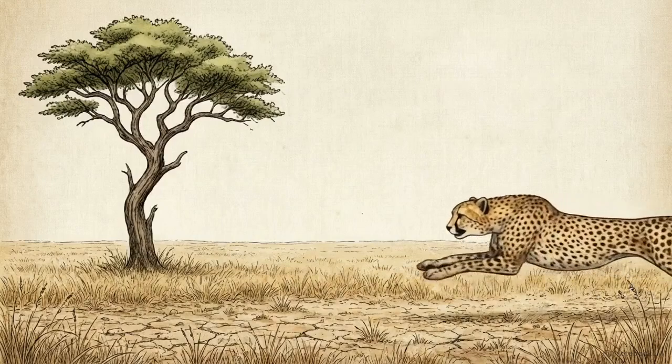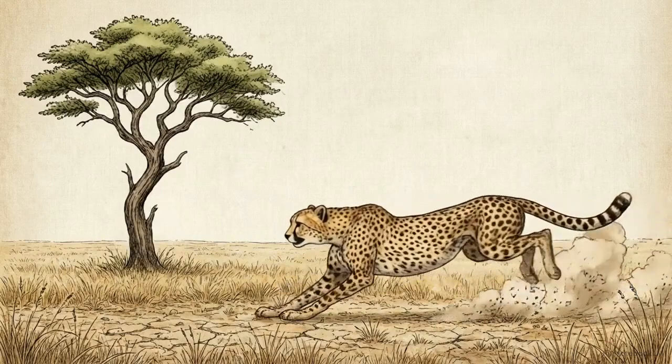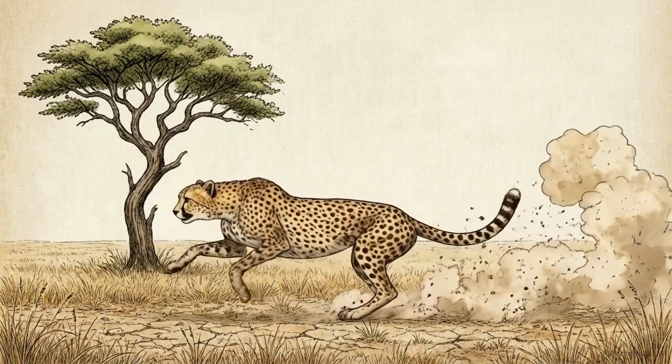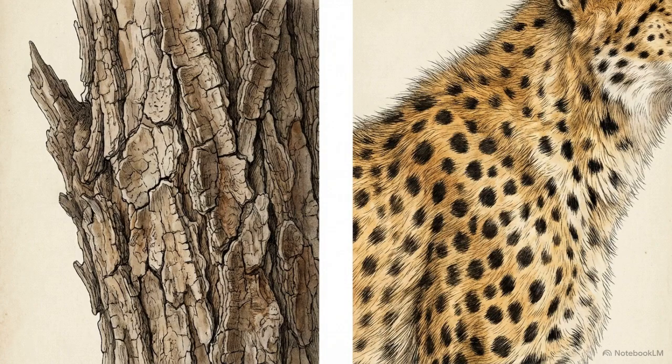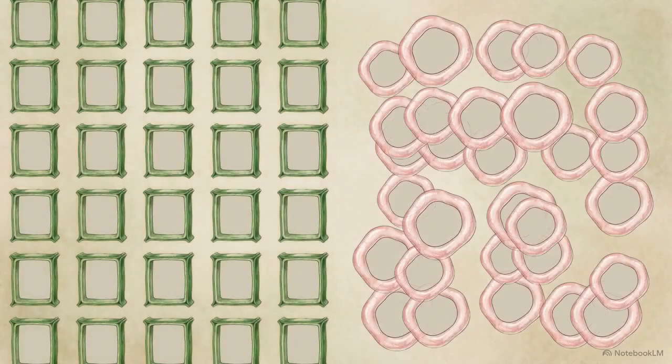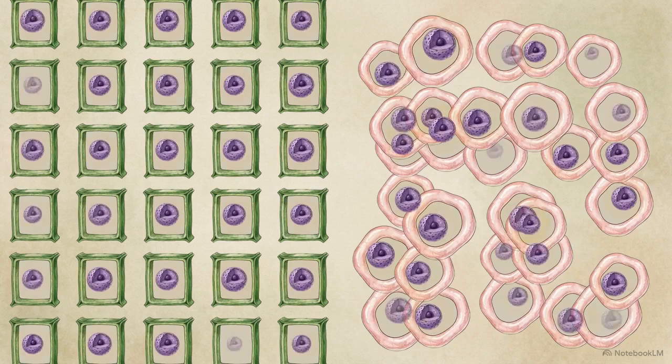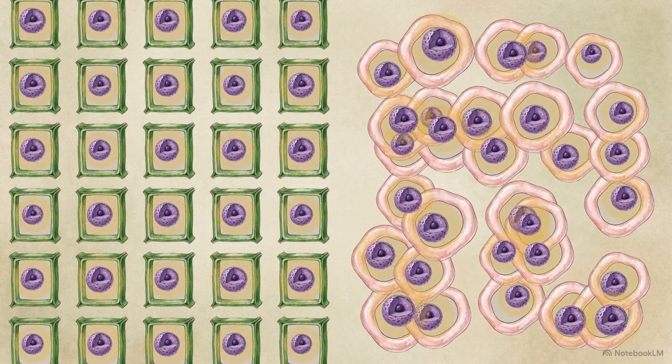An acacia tree remains rooted in the savanna for decades, harvesting sunlight, while a cheetah accelerates past it to hunt. On the surface, their lives share almost nothing in common. But at the level of the cell, that contrast disappears. Beneath the skin and the bark, both organisms are constructed from the same foundational units of life.